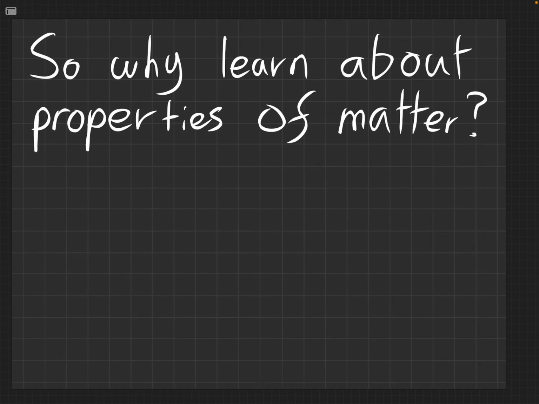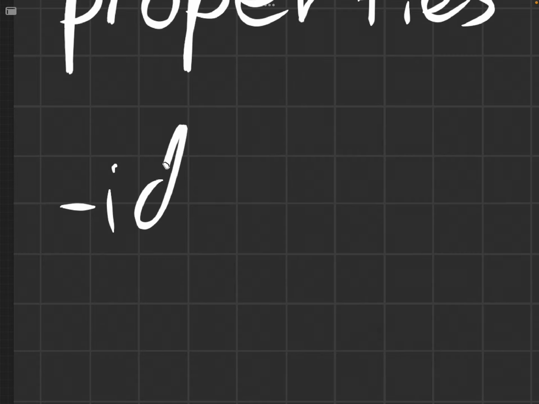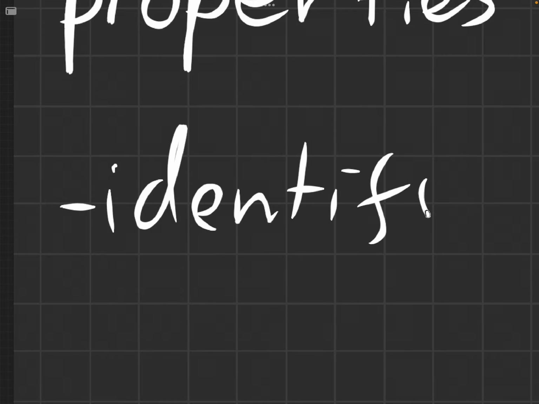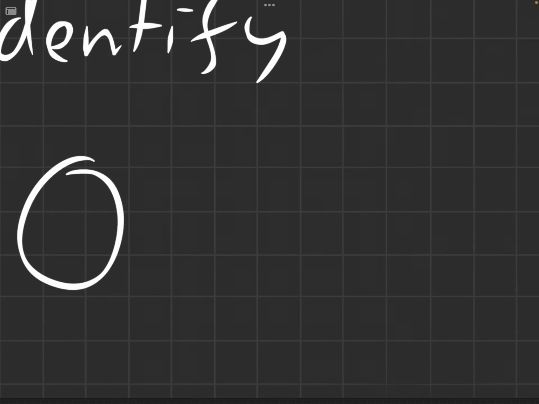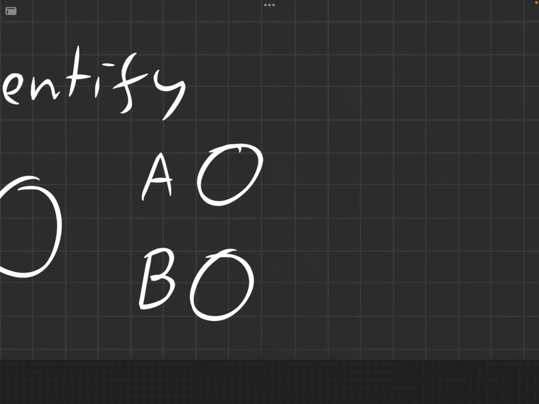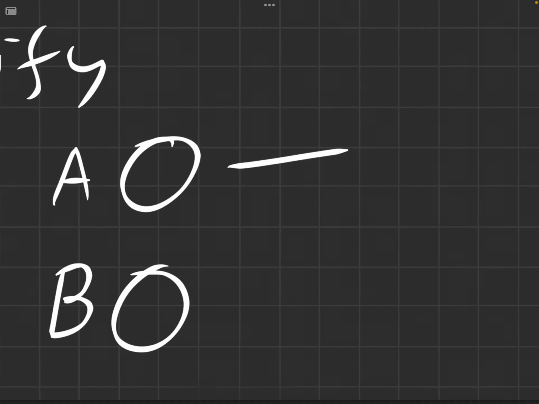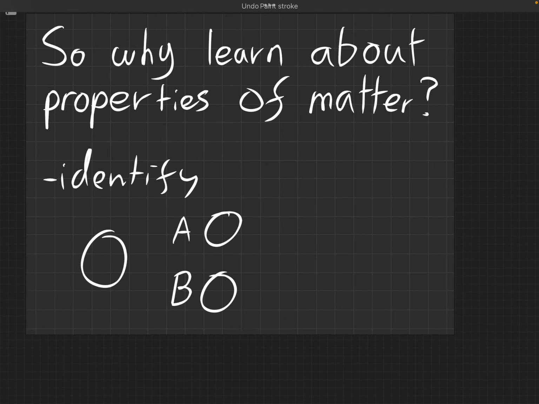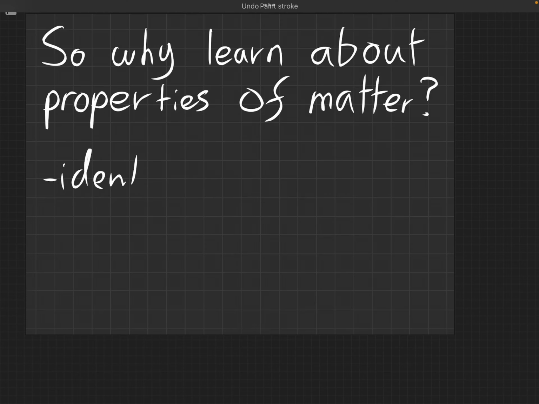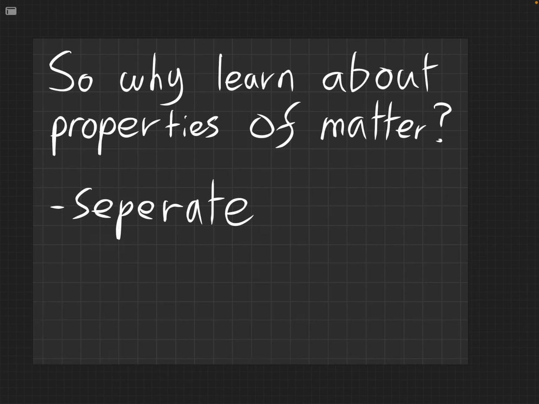So why would you learn about the physical and chemical properties of matter? Well, there's a few good reasons. First of all, it can be used to identify what a substance is. So if you have a substance and it looks very similar to substance A or substance B, and you know that there are some properties that substance A has that substance B does not have, then you can test this substance for those properties. Another reason to learn about properties of matter is so you can separate substances from mixtures or compounds.